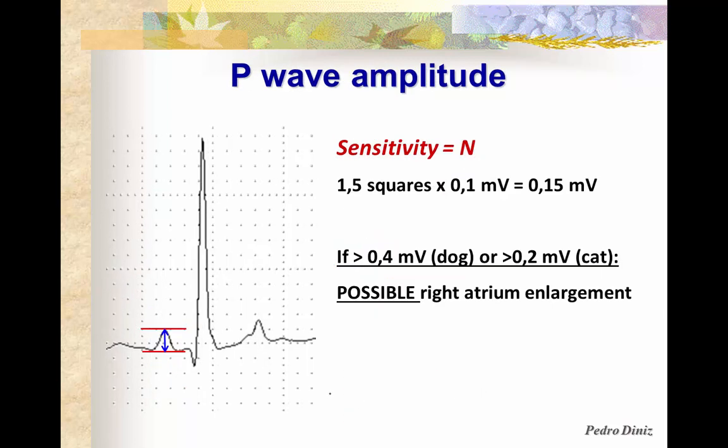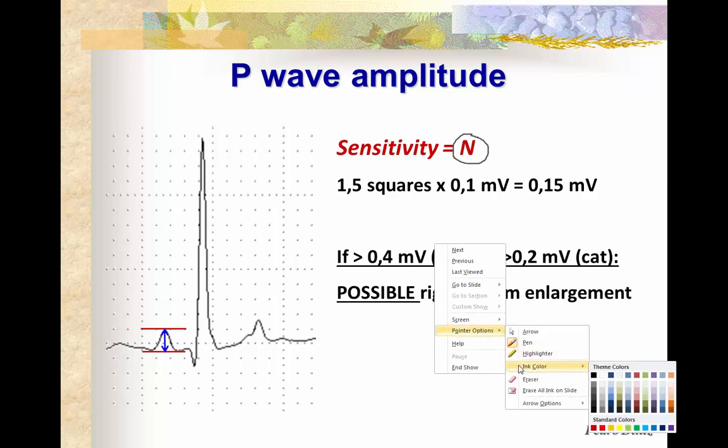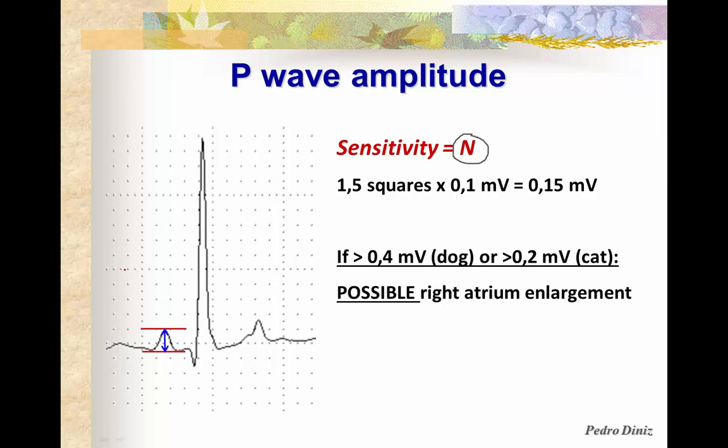In terms of amplitude, if you have a sensitivity of your ECG of 10, it means that every 10 small boxes are equal to 1 millivolt. So 10 boxes would be something like this, equal to 1 millivolt. In other words, a small box like this is 0.1 millivolt. In this case, we counted 1.5 boxes here.